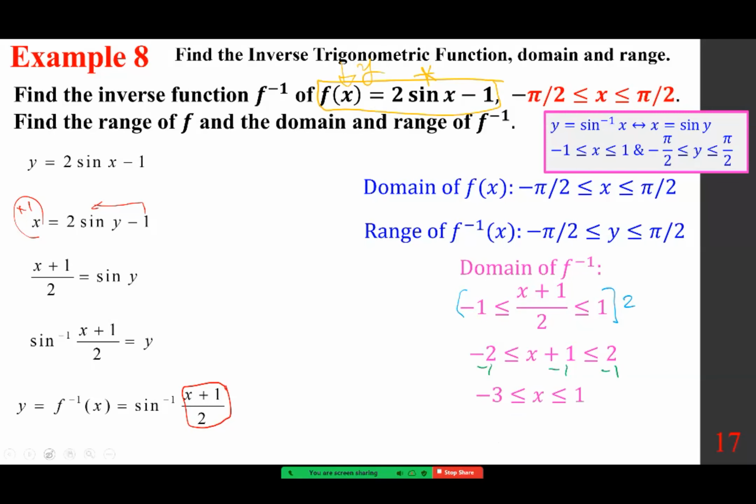So this is the domain of f inverse, which makes it the range of f. So range of f, y is between negative 3 and 1. So this one we proved by the definition of an inverse. I'm going to quickly show you a different method, in case you're more comfortable with that method.